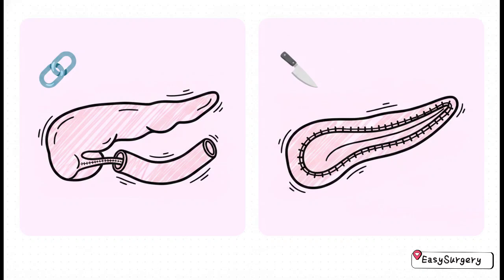Or, if we need a much more comprehensive fix, we use Puestau's procedure. This is wild. The surgeon literally slices open the entire longitudinal length of the pancreatic duct and attaches it side to side to the bowel. It essentially allows that entire chain of lakes to just drain freely.